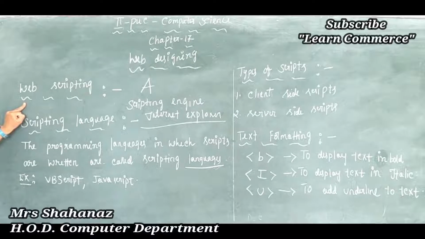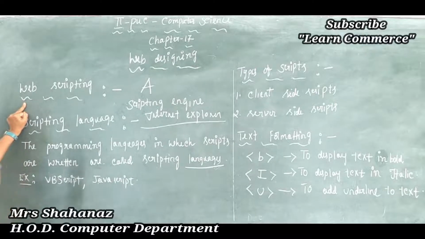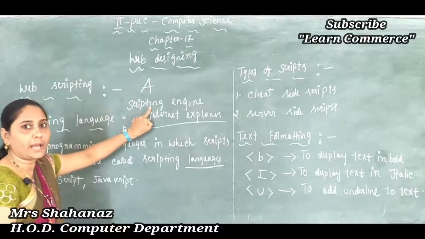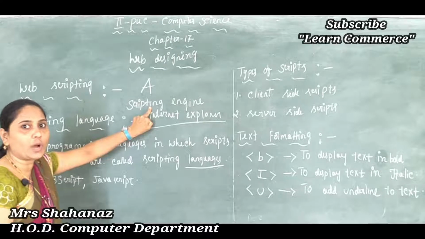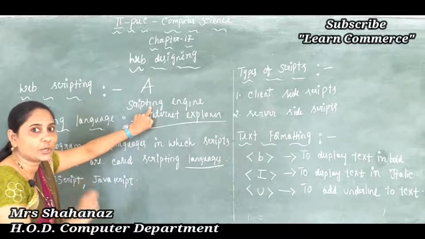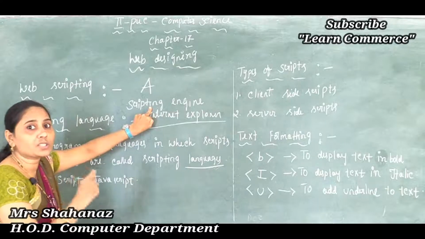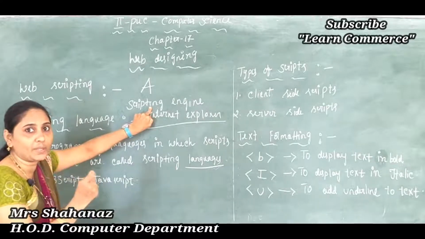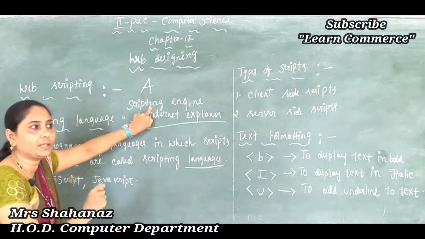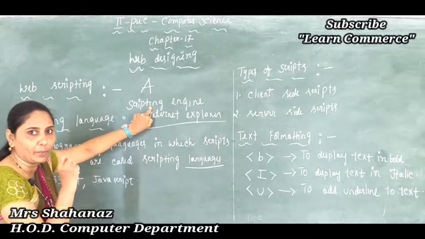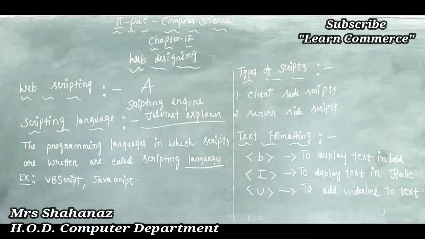Now clear the meaning of web scripting. We can say web scripting is the process of adding, creating, and embedding a script in a web page. We know how the script is added in the web page, by which program we execute the web page, and why we add all those scripts in the web page. We know each and every point about web scripting.